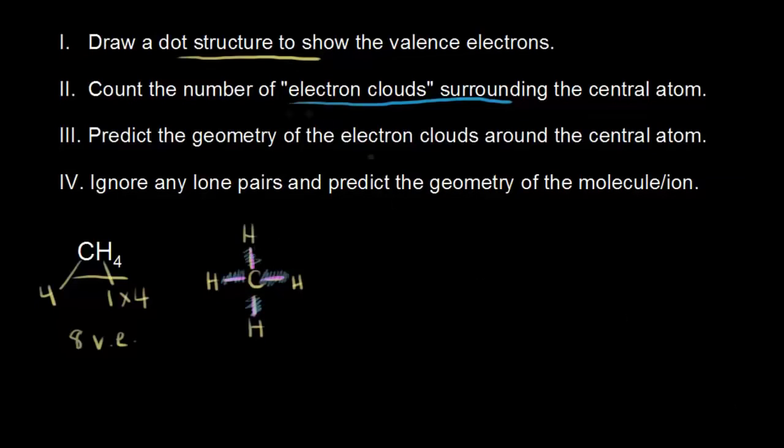The next step is to predict the geometry of your electron clouds around your central atom. And so VSEPR theory tells us that those valence electrons are going to repel each other since they are negatively charged. And therefore, they're going to try to get as far away from each other as they can in space. And when you have 4 electron clouds, the electron clouds are farthest away from each other if they point towards the corners of a tetrahedron, which is a 4-sided figure.